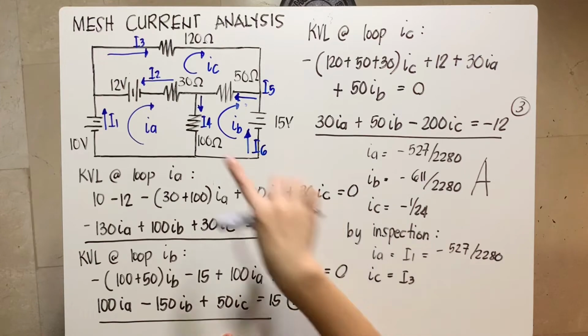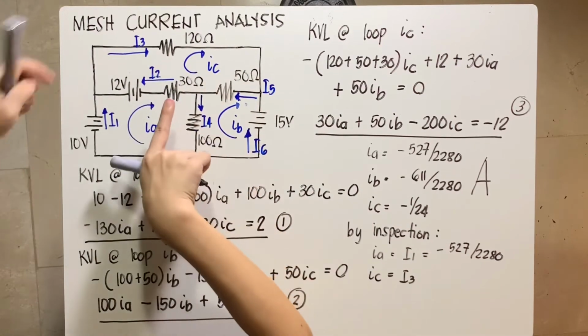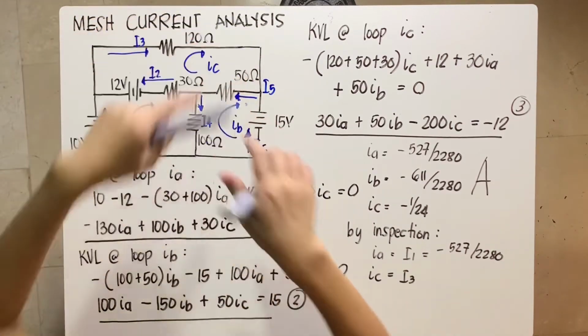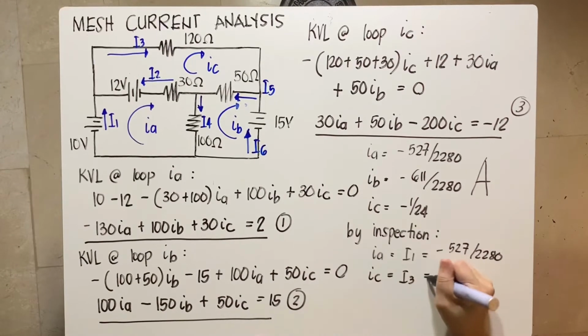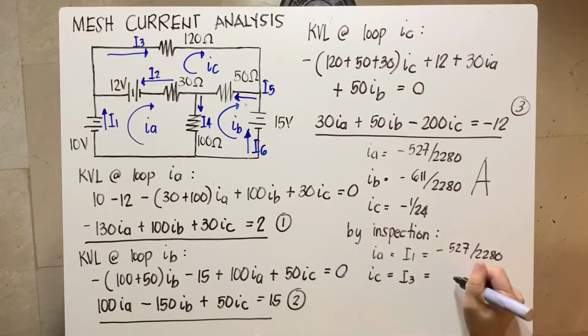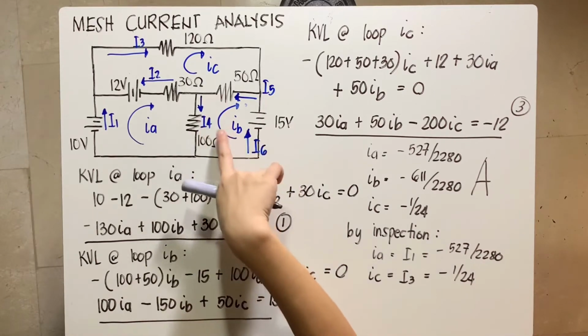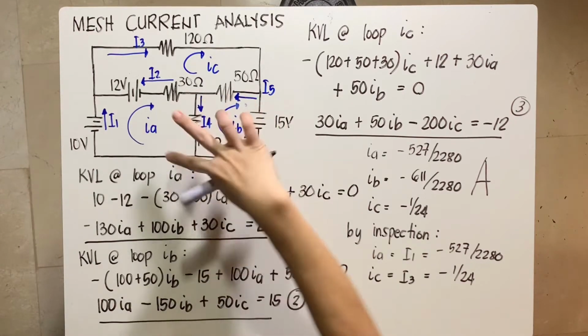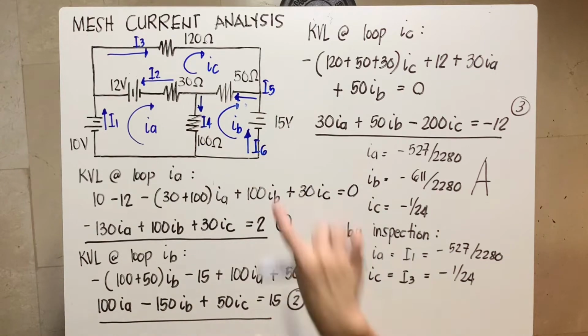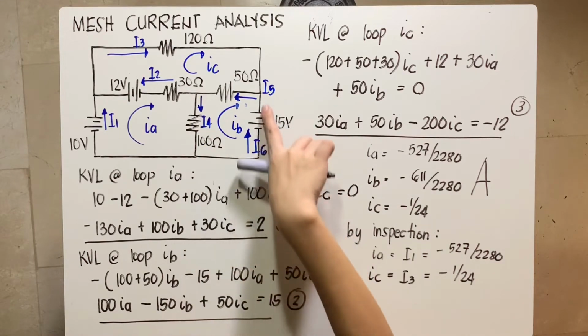Positive dahil clockwise to, pakanan yun. So, sabay tayo. Paras tayong pakanan. Kaya positive. So, what is IC? IC is negative 1 over 24. And then, lastly, we have IB. So, hindi to kasali, hindi to kasali. Bali ito, solo ni I6 si IB.